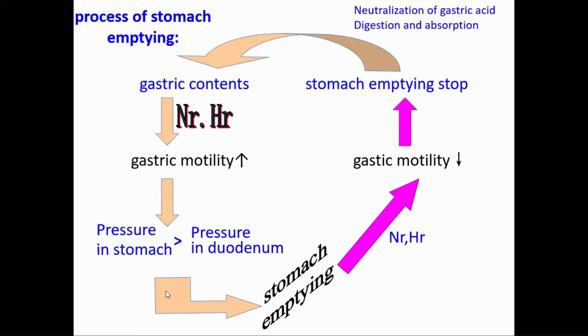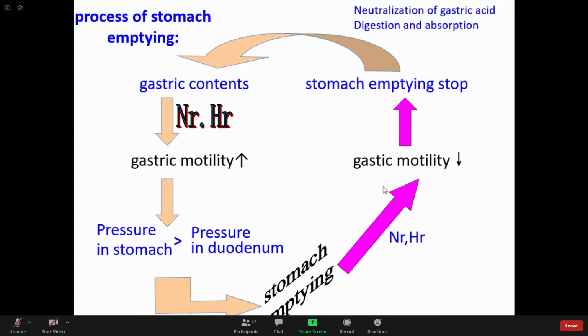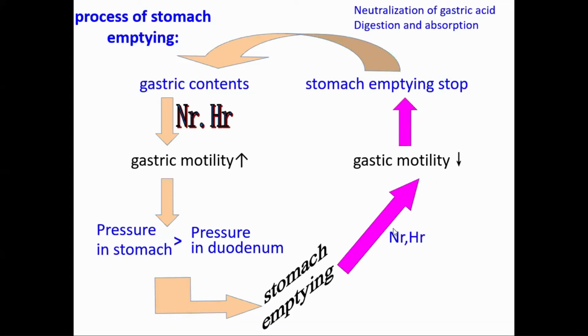So gastric contents move drop by drop. They empty their contents, and while emptying, the same neuronal and hormonal mechanism works. Sympathetic nervous system decreases gastric motility, parasympathetic nervous system increases it, and hormones that decrease gastric motility are secretin, cholecystokinin, gastric inhibitory peptide, and gastrin. These all inhibit gastric emptying.